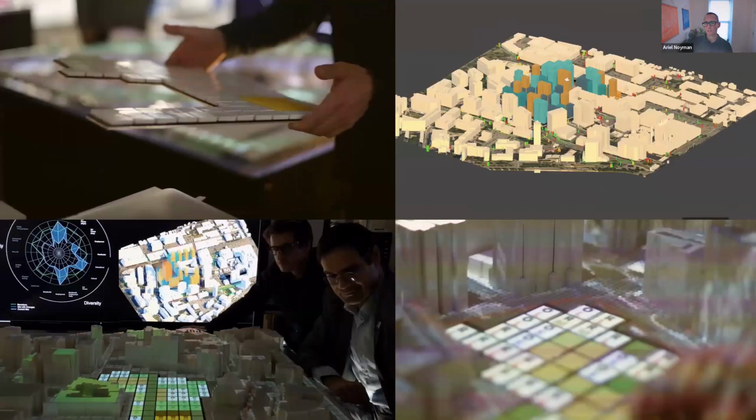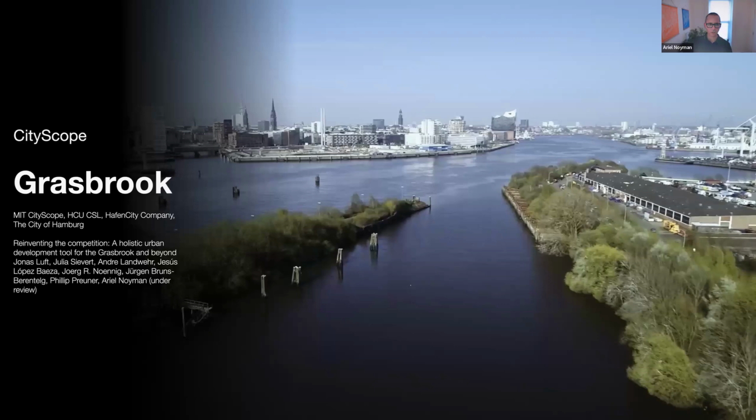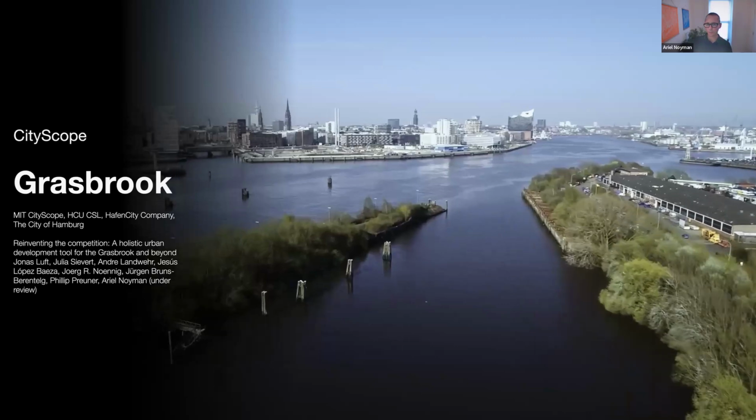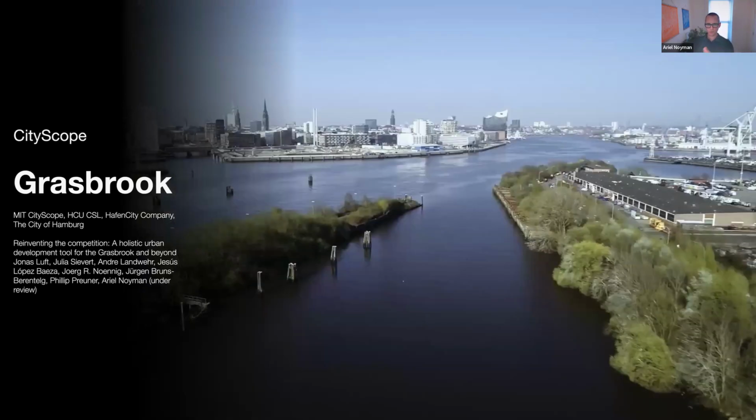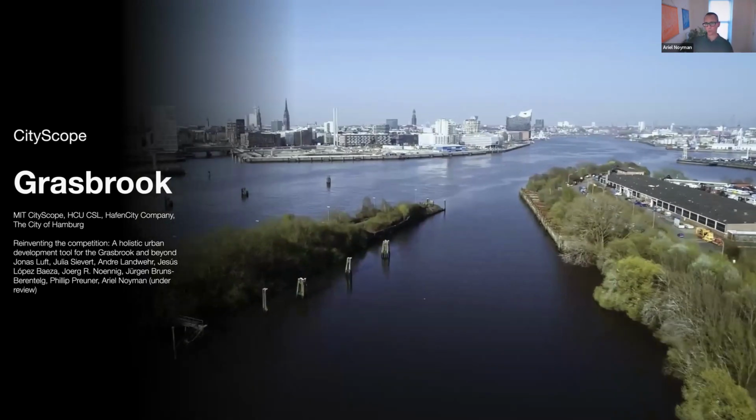But what happens in the lab sometimes has the opportunity to be tested in the real world. So in 2017, we were tapped by the city of Hamburg and were asked to help them with the development of a new site called Grasbrook. This is Hamburg's future innovation and entrepreneurship neighborhood, which is very close to the city center.